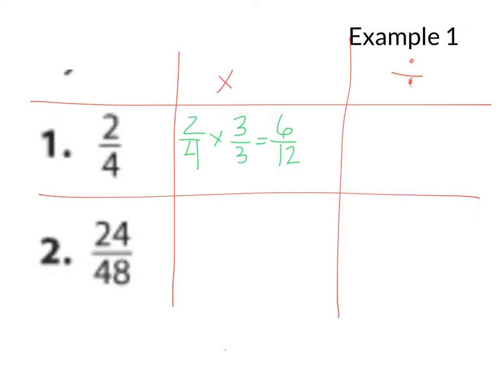I want you to notice that 2/4 times 3 is not the same as what we just did. 3/3 is the same as multiplying something by 1.